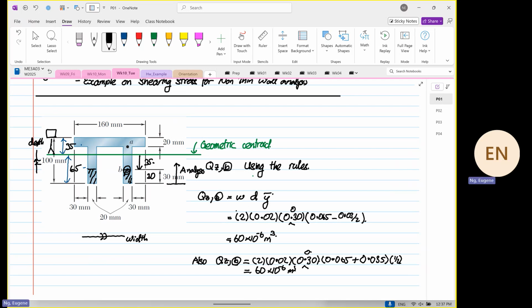So this over here is your width. This over here is your depth. This over here is your y bar. Likewise, this over here is your width. This over here is your depth. This equation over here is also your y bar. It's the same thing. Okay. So the value that we get is 60 times 10 to the power minus 6.